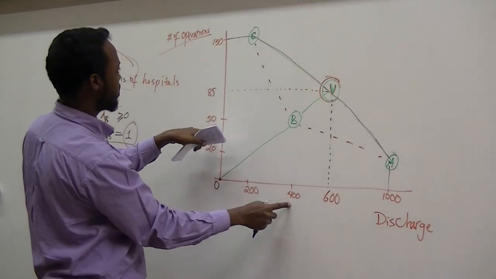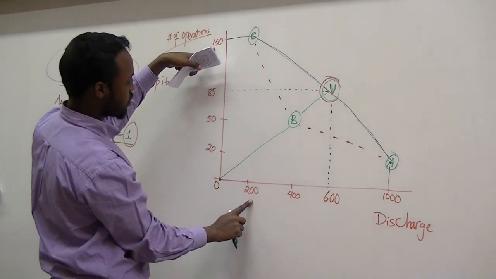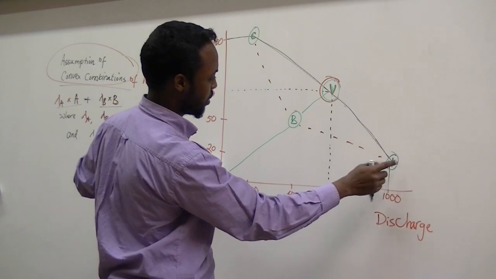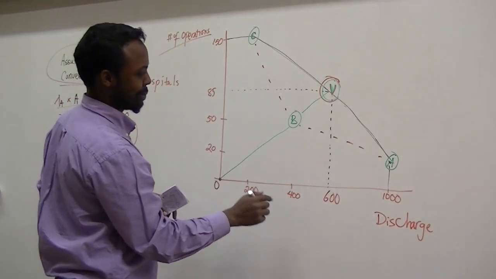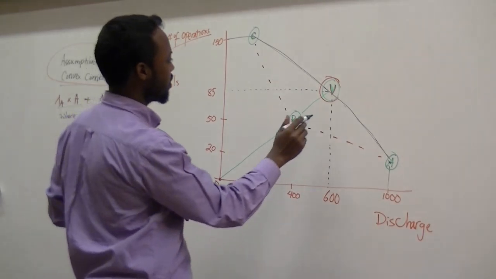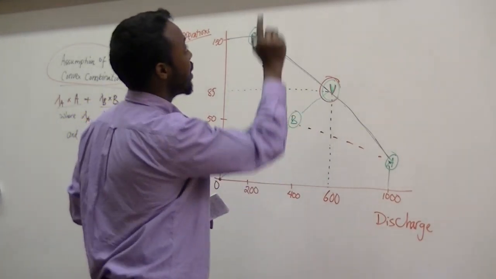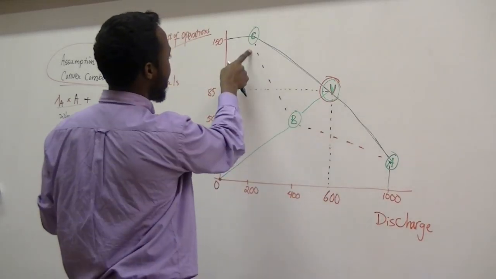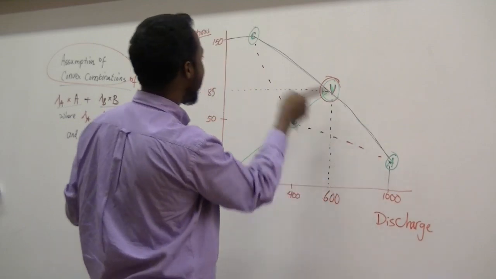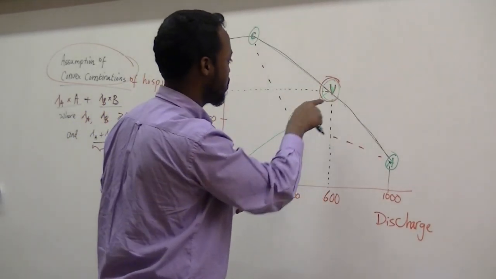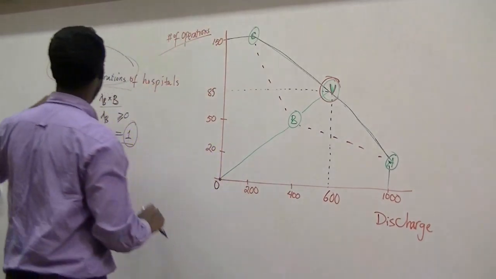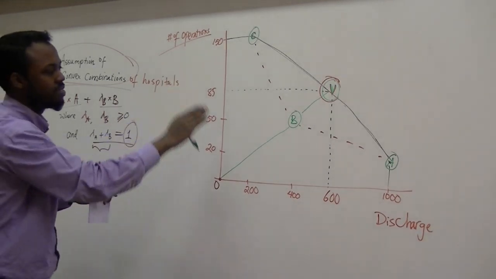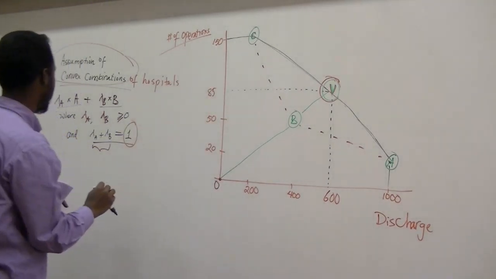400, 50, 150, and then 200 for C. And then 1,000 discharges and 20 operations for A. Now, of course, when we say let's have a combination of A and C and create a virtual hospital, what we are assuming is a convex combination of hospitals. We allow that there can be convex combinations of hospitals.